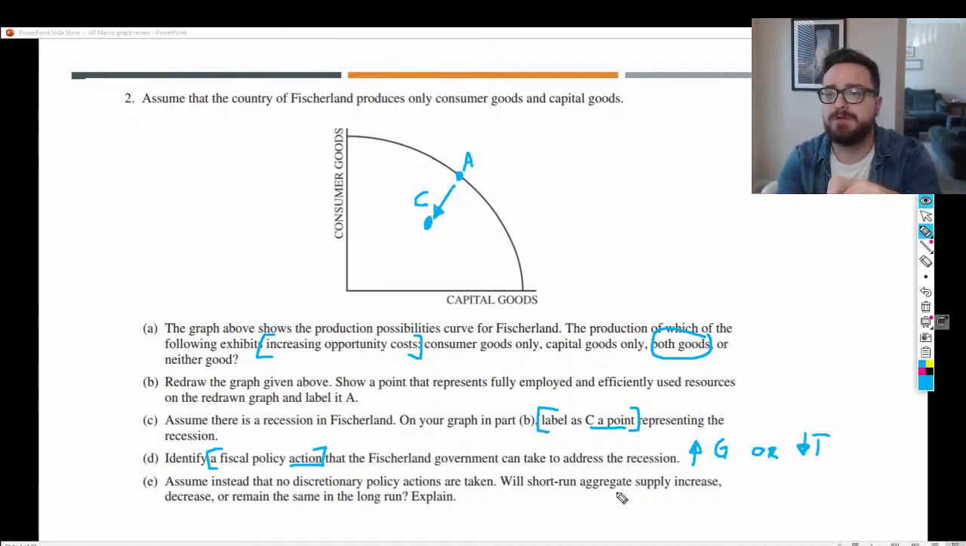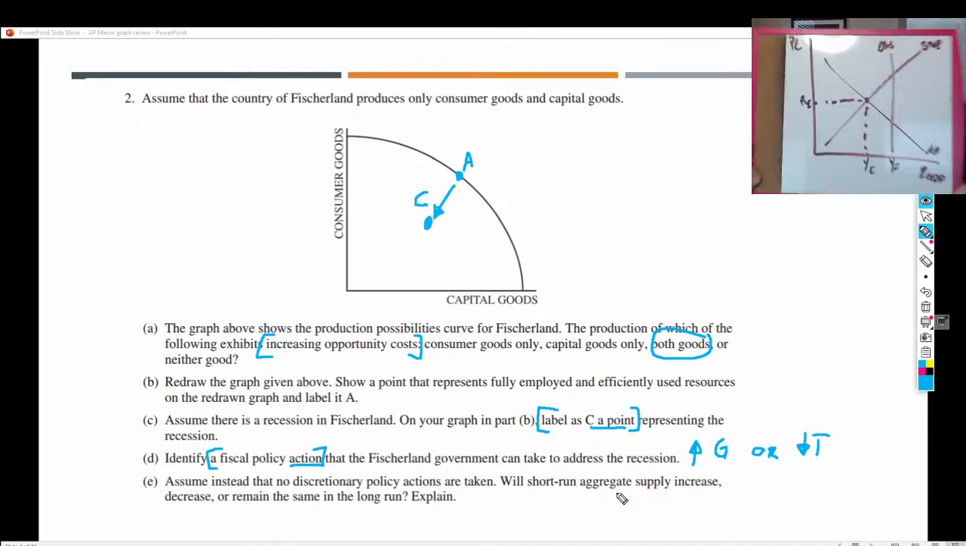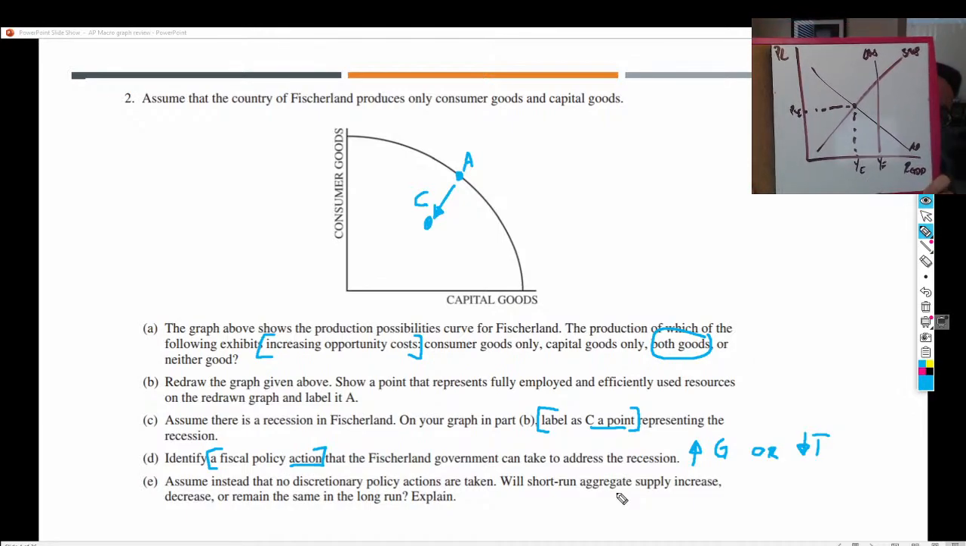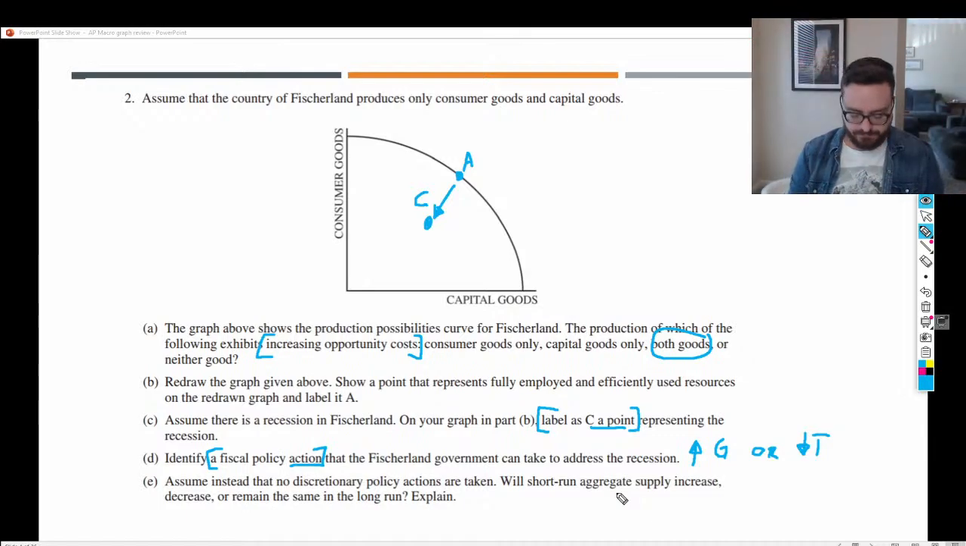If there is no government policy action, if the government doesn't do anything, what always happens, I'm yelling into the microphone at this point, is that SRAS moves to get back to full employment. So in this case, since we're in a recession, I would need my short-run aggregate supply curve to increase. This is called the long-run self-adjustment.